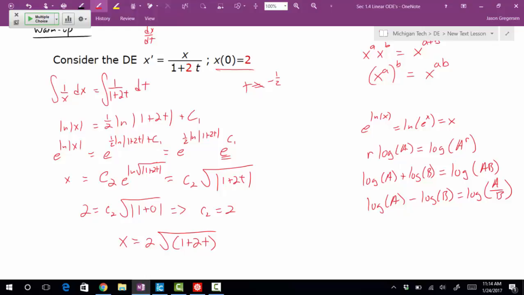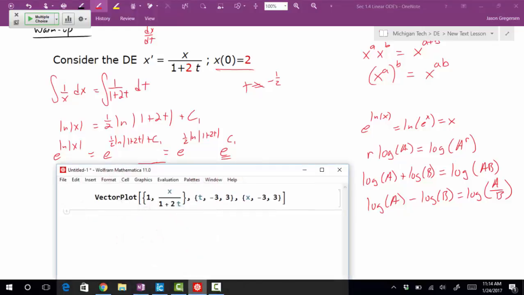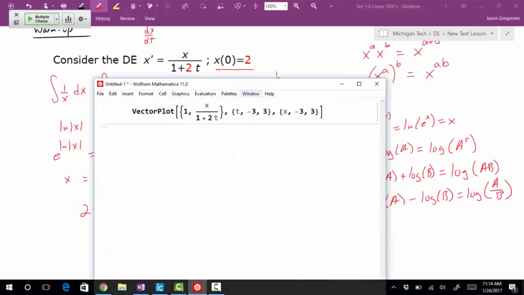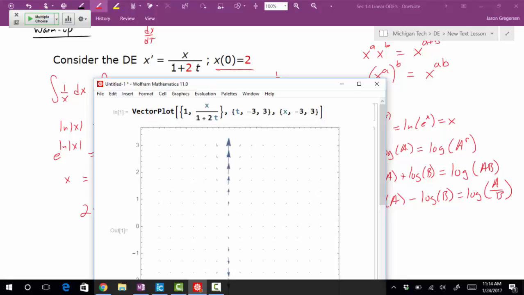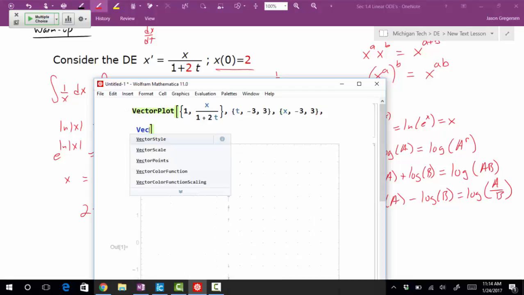In fact, what I did right before we started was I looked at the slope field for our differential equation. I'm just going to plot that guy. Oops, got the scale. Let's just add in here vector scale.